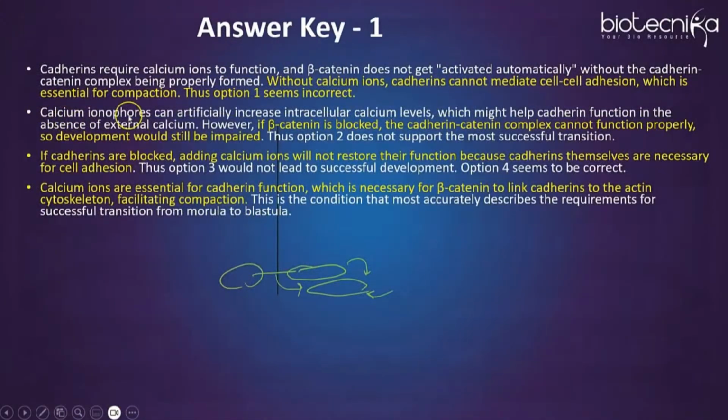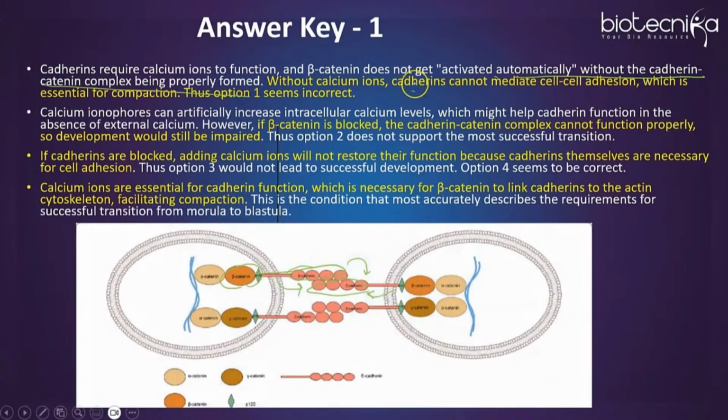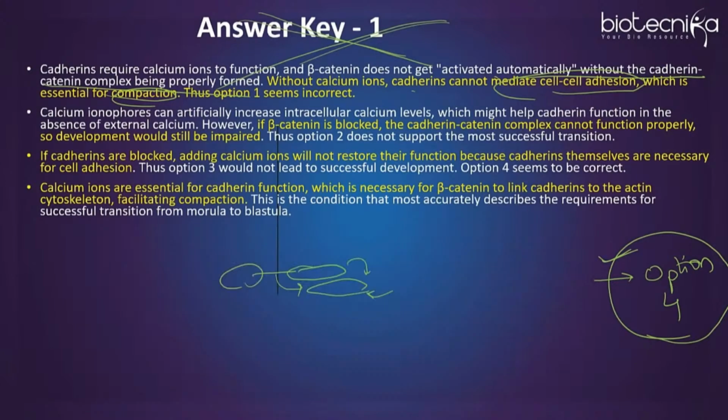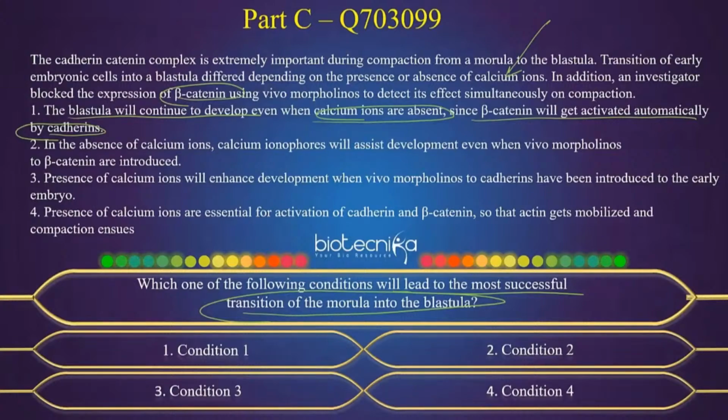Cadherins require calcium ions to function, and beta-catenin does not get activated automatically without the cadherin-catenin complex being formed. Without calcium ions, cadherins cannot mediate cell-to-cell adhesion, which is essential for compaction. That is why answer key option 1 cannot be correct. CSIR has given option 1 as the answer key, but we had released the PDF before and mentioned that option 4 seems to be the correct answer. I think this question can be challenged here.